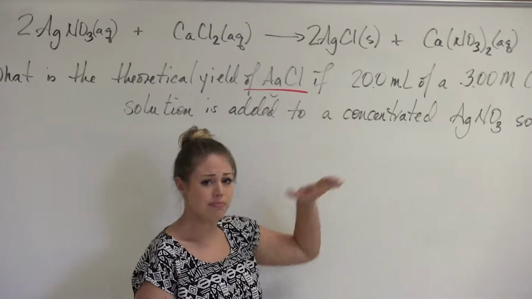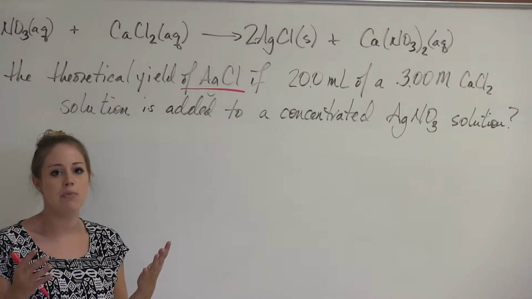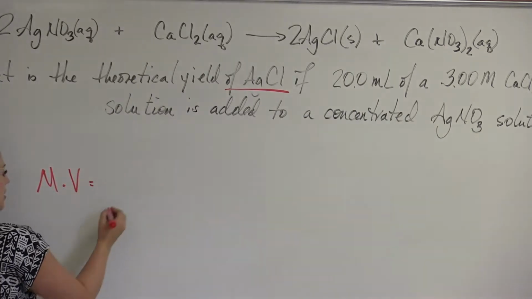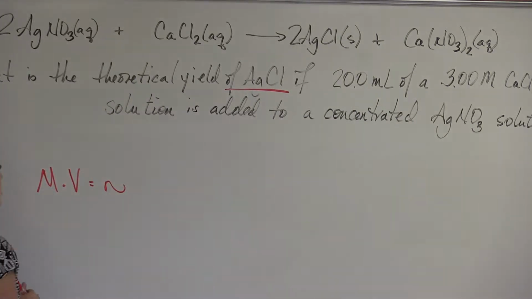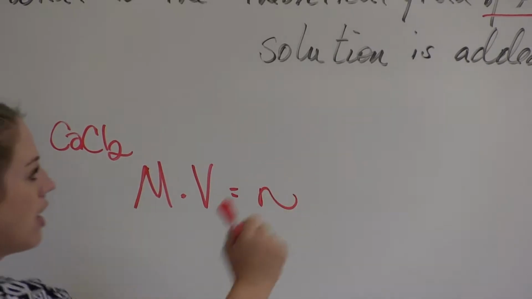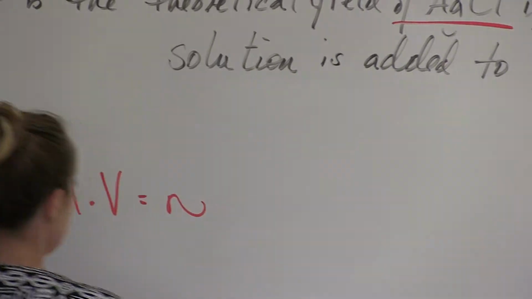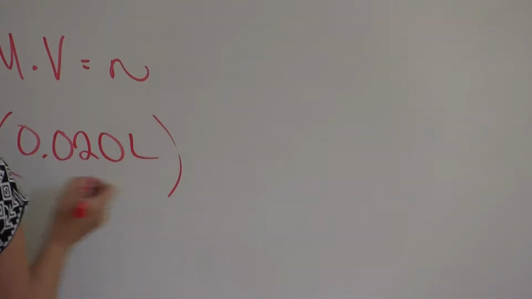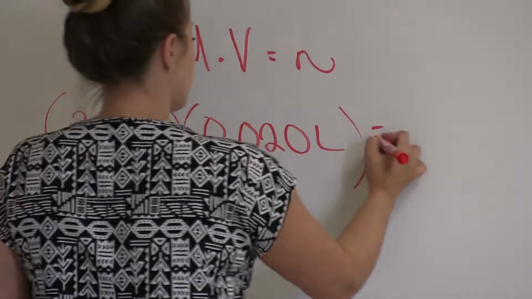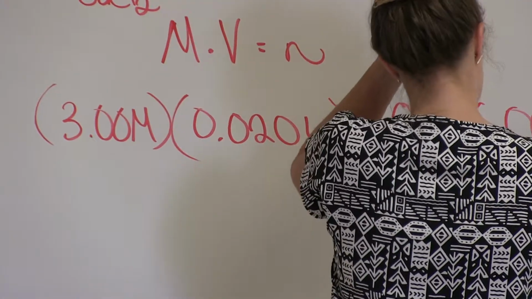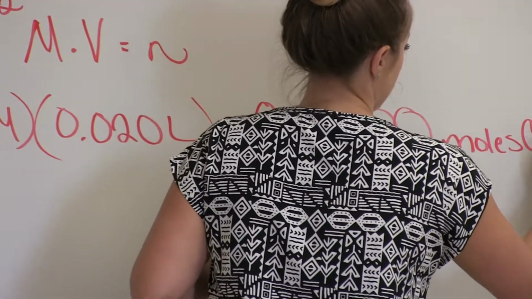So what we need to do here is, in stoichiometry, we always first need to get into moles. Well, we know that molarity times volume will give me the number of moles. So this is for calcium chloride, so this is going to be the moles of calcium chloride. So let's take our volume here, which is 20 milliliters. Let's convert it to liters, so 0.020 liters. And let's multiply it by its molarity, which is 3 molar. If we punch that into the calculator, we'll get 0.0600 moles of calcium chloride.